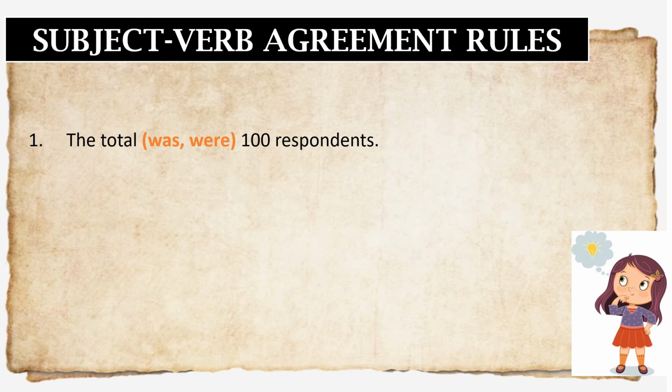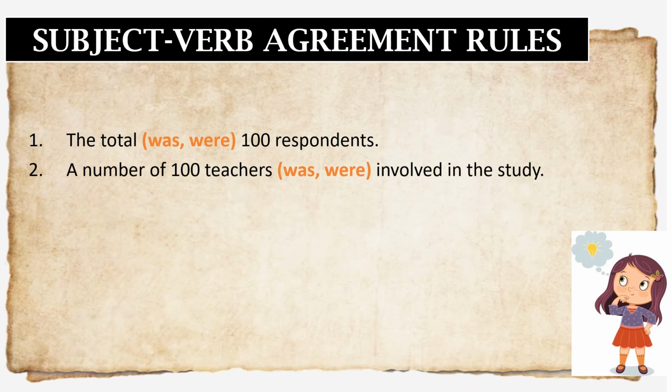Let's have the exercises. The total was/were 100 respondents. What do you think is the answer? The total is singular, therefore we need to use was. How about the second exercise? A number of 100 teachers was/were involved in the study. A number of is plural, therefore we need to use were.